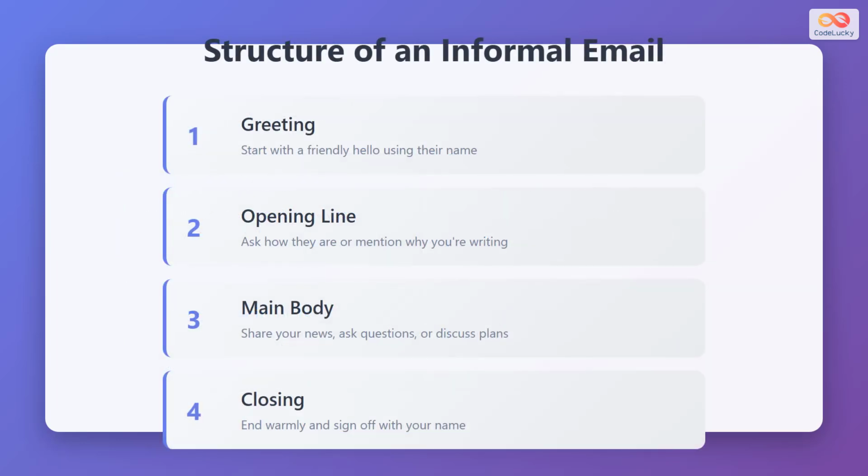Every informal email has 4 main parts. First, you write a greeting to say hello using their name. Second, you include an opening line where you ask how they are or mention why you are writing. Third, comes the main body where you share your news, ask questions, or discuss plans. Finally, you end with a closing where you sign off warmly with your name. Following this simple structure ensures your email is clear and easy to read.